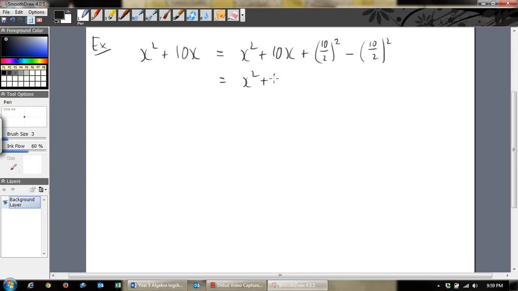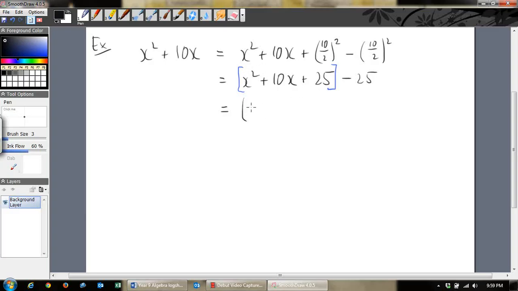Okay, so what is this? This is x squared plus 10x. And what is this? 10 divided by 2 is 5. 5 squared is 25. And then minus 25. And the reason we've done this is because this here is your perfect square. If you factorize that, you will get a perfect square. And that's the whole reason we've done it, to create this perfect square. We've completed a square here.